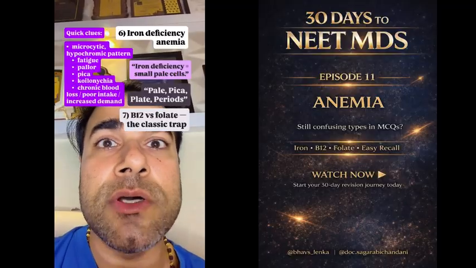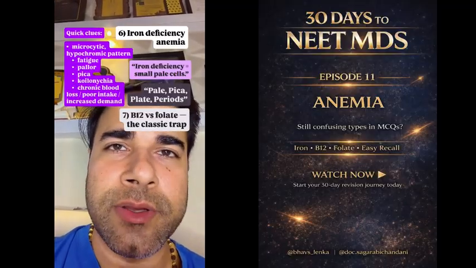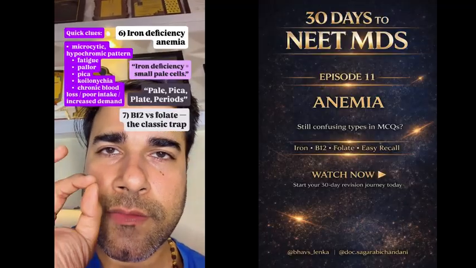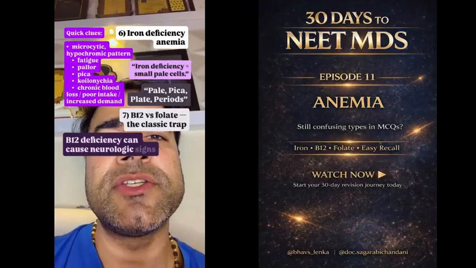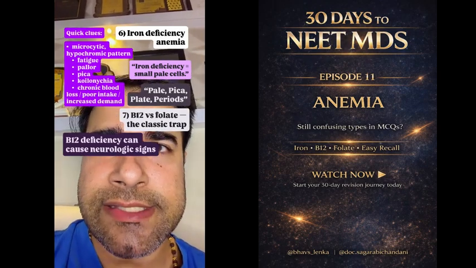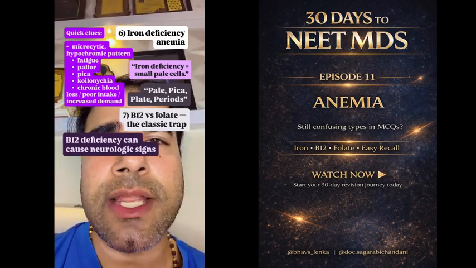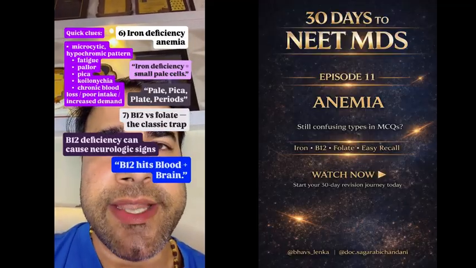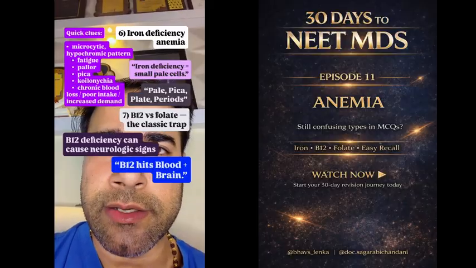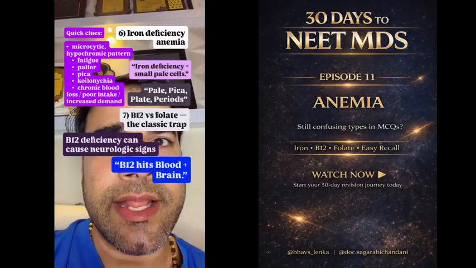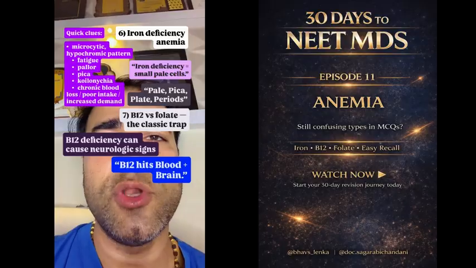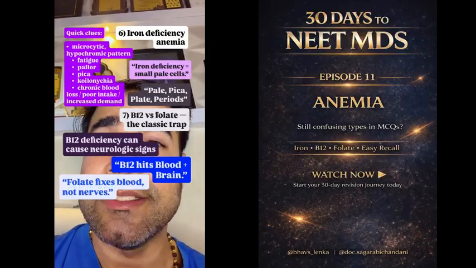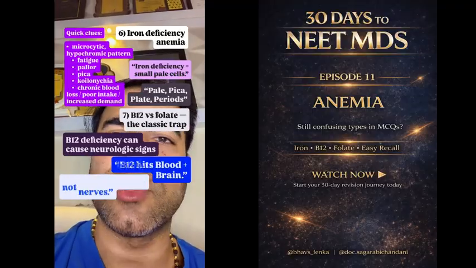Next, B12 versus folate, the classic trap. Both can cause megaloblastic macrocytic anemia. The key difference: B12 deficiency can cause neurologic signs. Folate deficiency does not classically give the same neurologic picture. Memory: B12 hits the blood and brain because there are blood changes and it has neurological involvement. Folate fixes blood, not nerves. This single contrast can solve a huge number of questions.